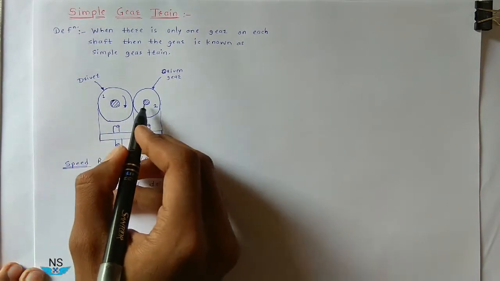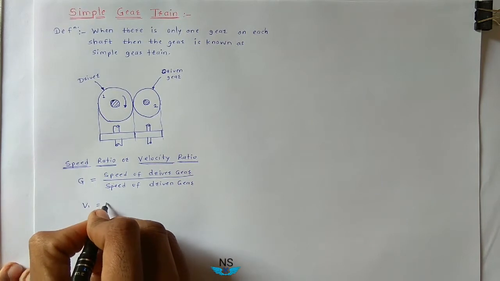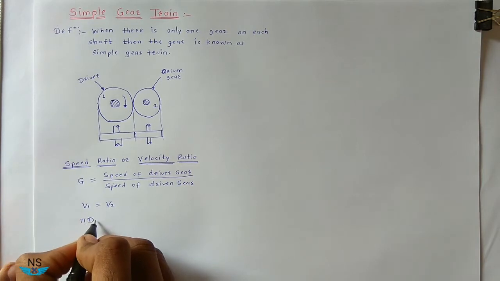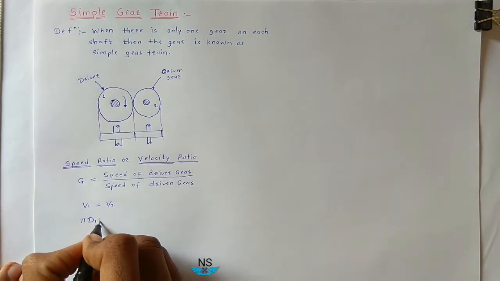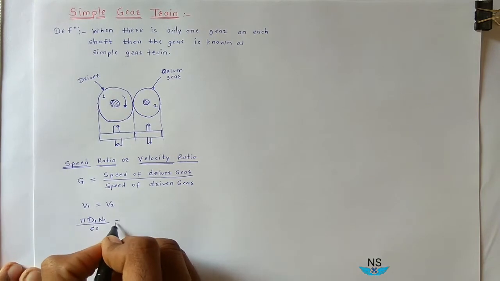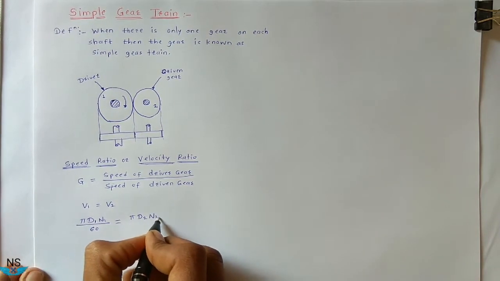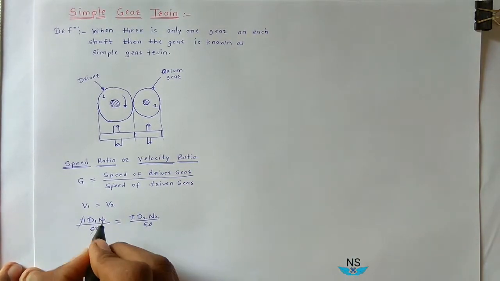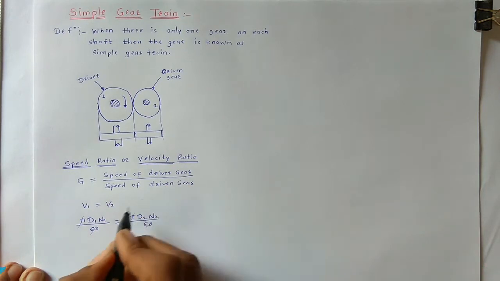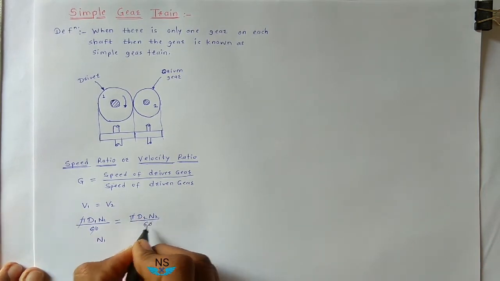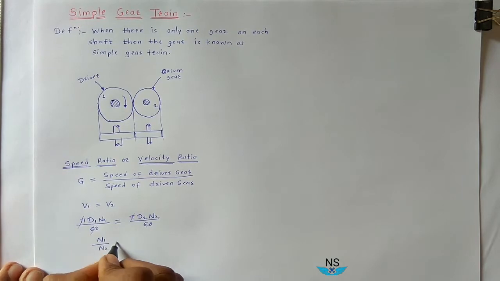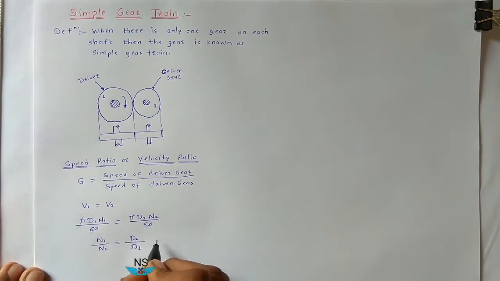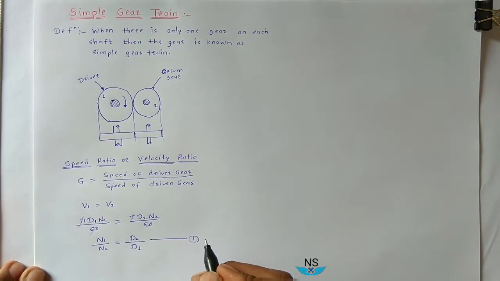Now we know the velocity of these two gears is equal. So V1 is equal to V2, and we know velocity is equal to pi d n divided by 60. So pi d1 n1 divided by 60 is equal to pi d2 n2 divided by 60. So pi cancels, 60 cancels. So speed of driver shaft means n1, divided by speed of driven shaft, that is n2, is equal to d2 divided by d1. So this is equation 1.